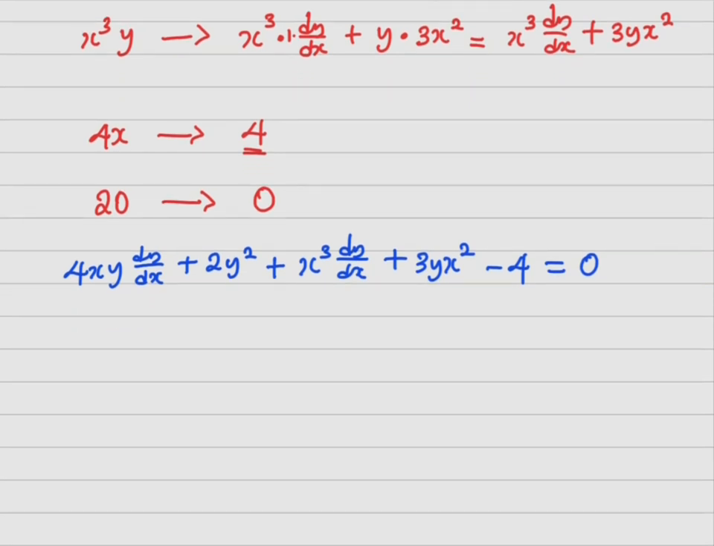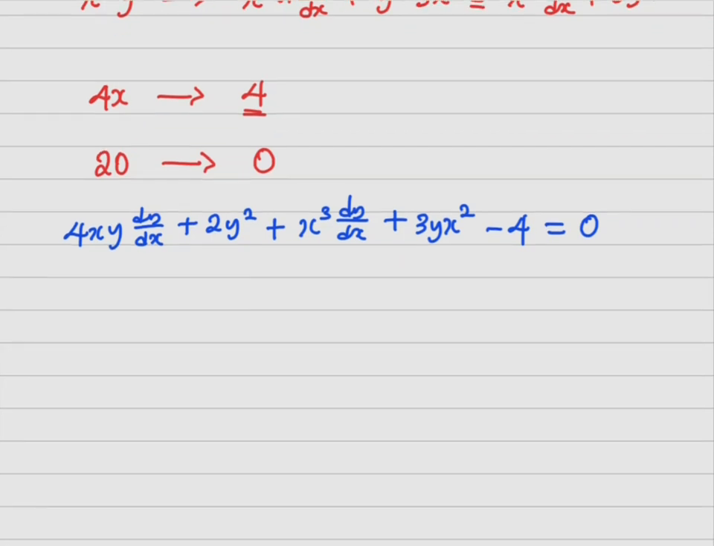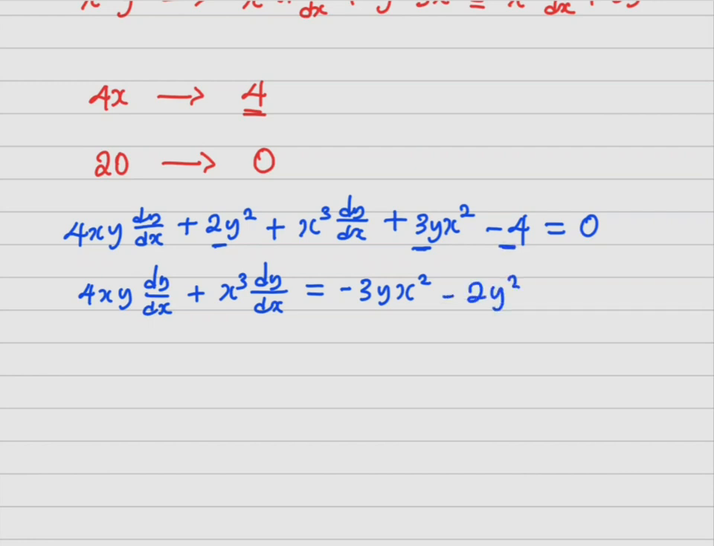Now recall that our aim in this case is to get our differential dy by dx. Now we are going to collect like terms, so that I'm going to have 4xy dy by dx, then plus x cubed dy by dx, then is equal to, I'm going to pick this and this over the equal to sign, so this becomes minus 3yx squared, then minus 2y squared. Then the last one here, I'm going to have plus 4.